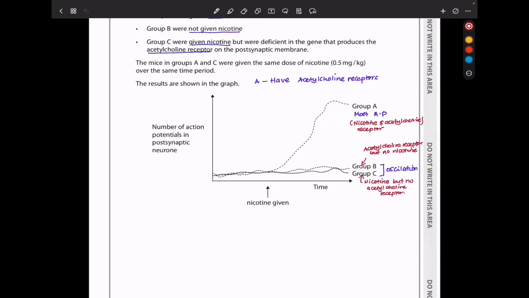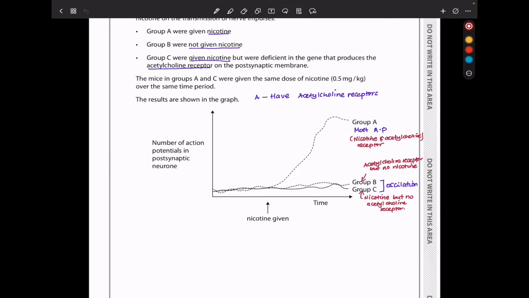On the vertical axis here, we have the number of action potentials in the postsynaptic neuron. And on the horizontal axis, we have the time, and nicotine was given here. We can see after nicotine is given, the number of action potentials increase greatly for group A. And this could be because group A was given nicotine and they have acetylcholine receptors, so there is greater action potentials.